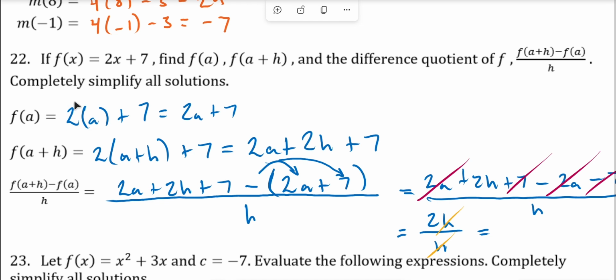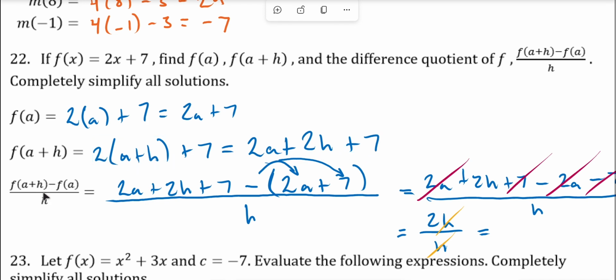What is f of a if f of x is 2x plus 7? Well, I just replace x with a. That's all I have to do. What about a plus h? Well, x needs to be replaced with a plus h, and I encourage you to put that in parentheses so that you know to distribute the 2 to both terms.